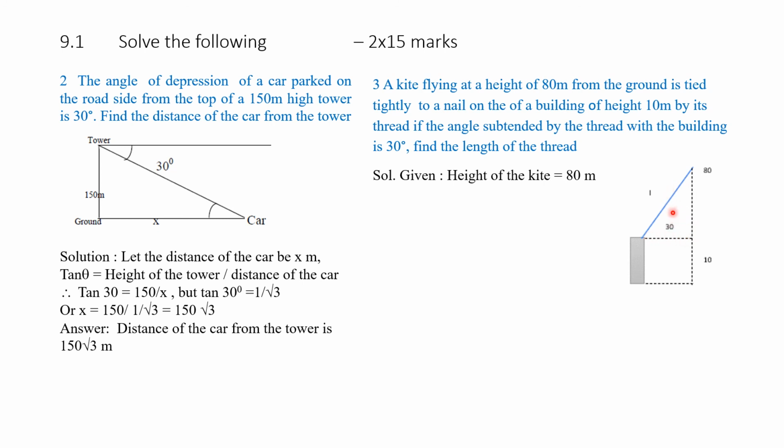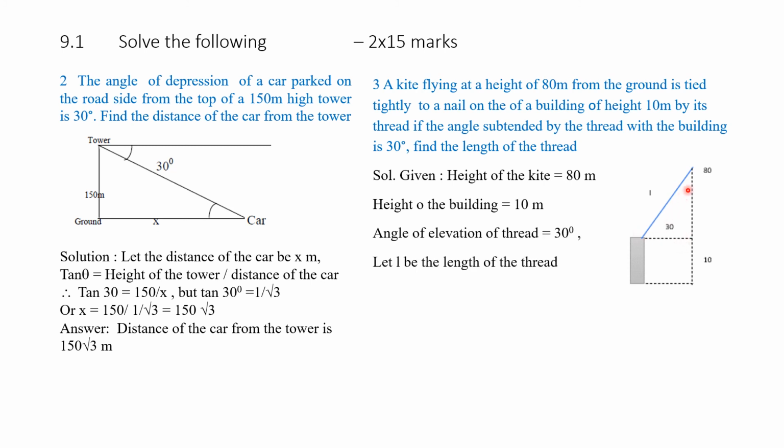The angle subtended by the thread: this blue color is the thread, this is the kite, and this is the building height. This is 10 meters, the height of the building, and 80 meters is the height of the kite. Okay, now let us solve. The height of the kite is 80 meters total height, the height of the building is 10 meters, and the angle of elevation is 30 degrees.